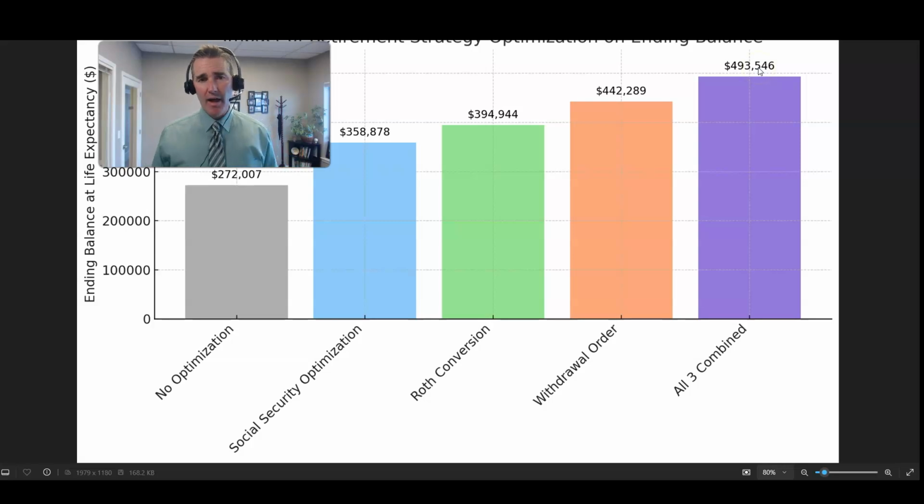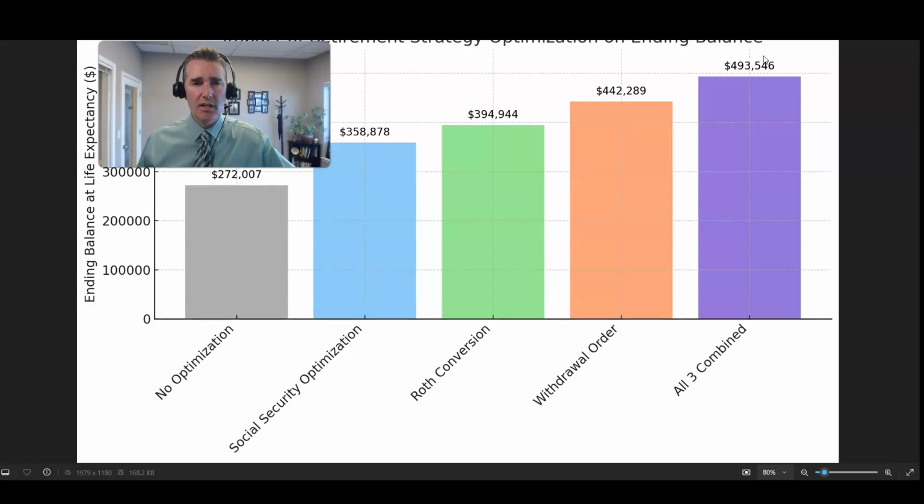Do you see how valuable this can be to really look at how you're doing things and to really understand when to start Social Security, if you should do Roth conversions, what should the withdrawal order be? When you have this kind of clarity about how to structure things, it's really just going to help you have a lot more confidence as you're heading into retirement.